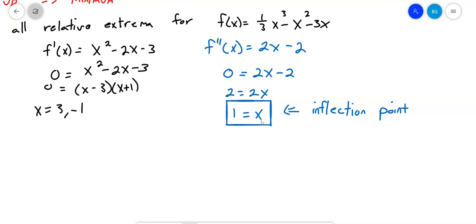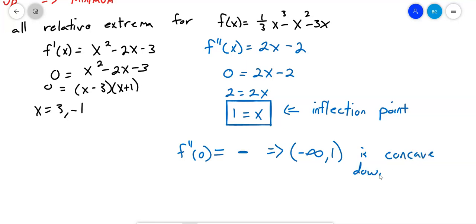And here's how I know this is an inflection point. Let's test a value in the second derivative that's less than 1. Let's test f double prime of 0. If I put in 0, I get a negative number, which means negative infinity to 1 is a region where it's concave down. So we're concave down on this interval. And for f double prime, let's test another number that's bigger than 1. If I put in 2, I get a positive answer, which means from 1 to infinity, we're concave up.